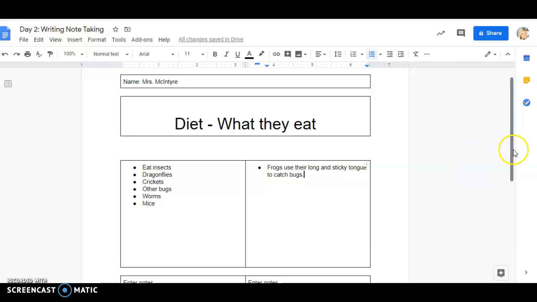Hopefully you guys enjoyed, and keep on looking for this note-taking paper. Soon, you will be taking some notes about frogs, and you will also be researching your own animal and taking down notes with this note-taking paper.